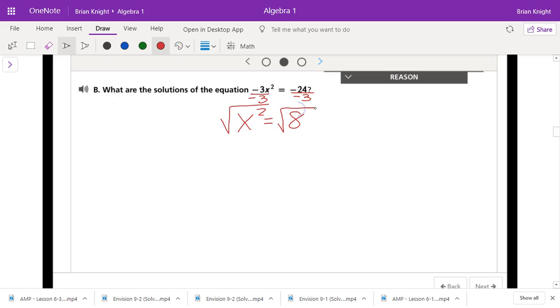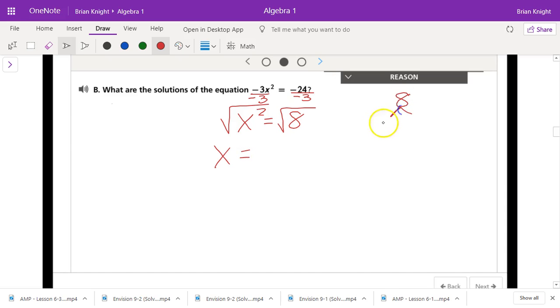Divide by negative 3. 8. All right. We get to use what we just learned. Okay? Square root of 8 is 2 point blah, blah, blah. Does it say anything about rounding to the nearest whatever? No. If it doesn't say that, just assume they want it in radical form.